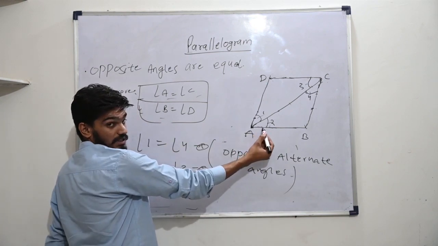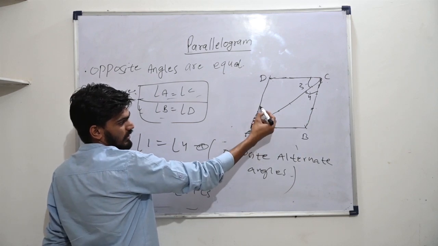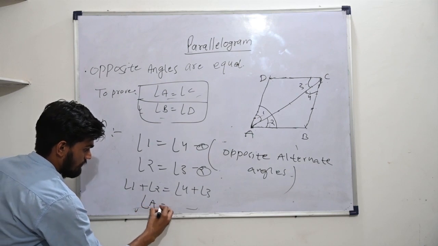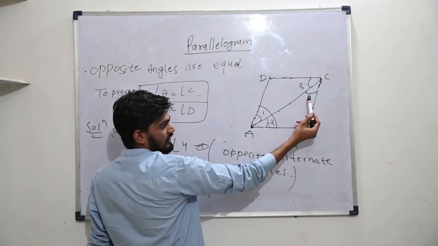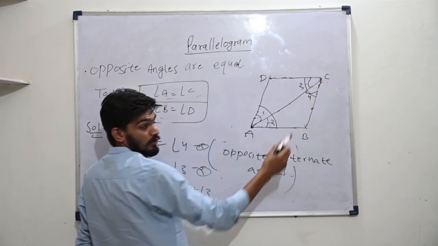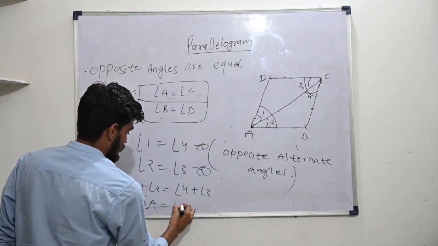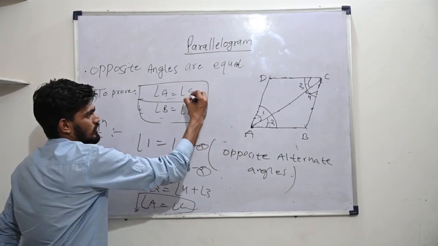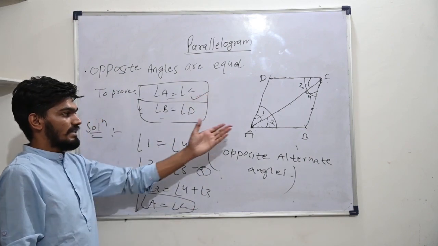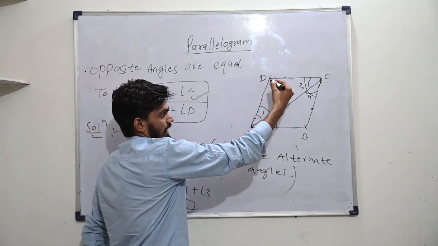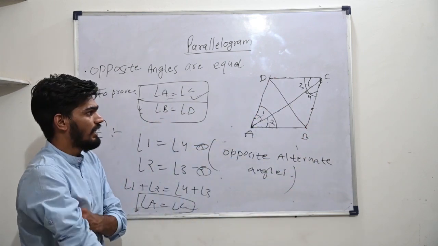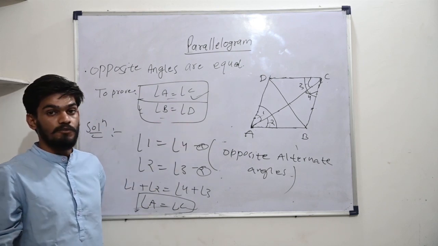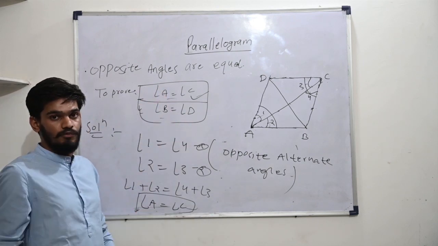If you see here, angle 1 and 2 added up give angle A, and angle 4 and 3 added up give this complete angle, which is angle C. So with this we can prove angle A is equal to angle C, which we had to prove. The same way, by taking BD as the diagonal, we can prove it for angle B and angle D as well. With this, it is proved that opposite angles of a parallelogram are equal.